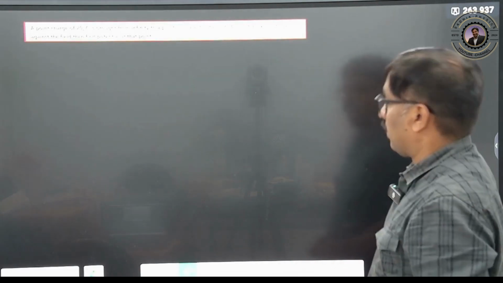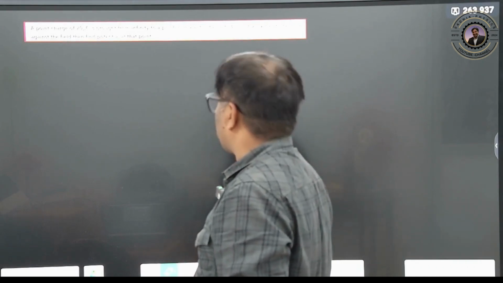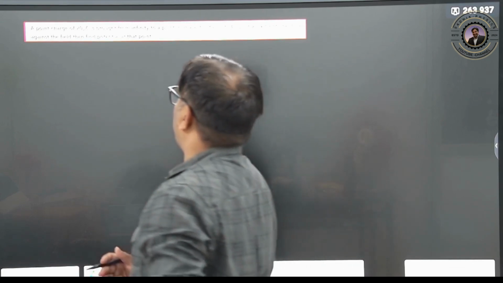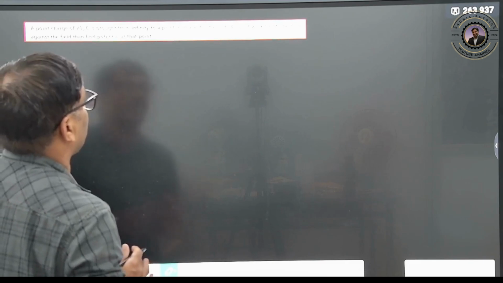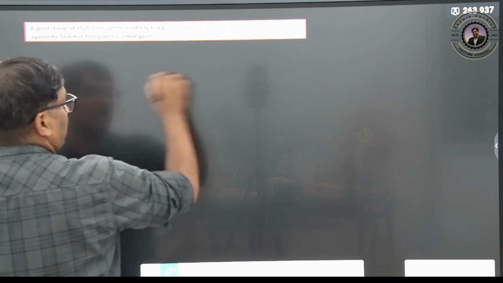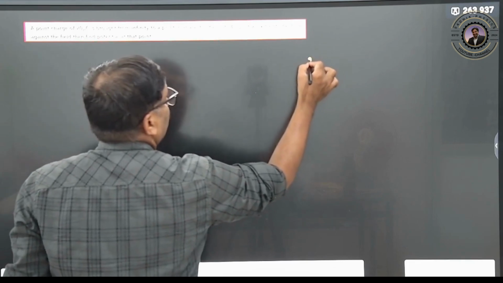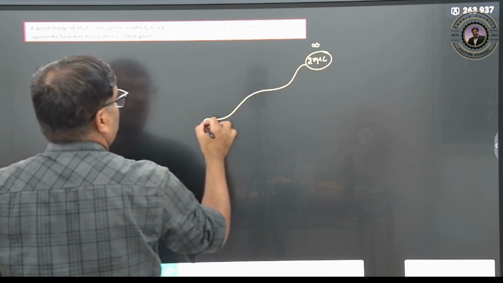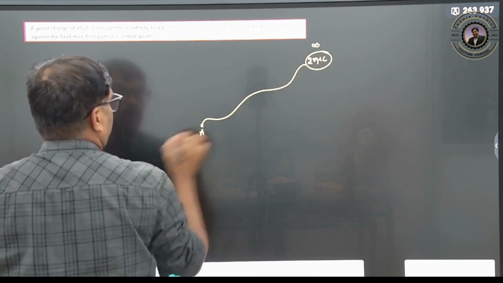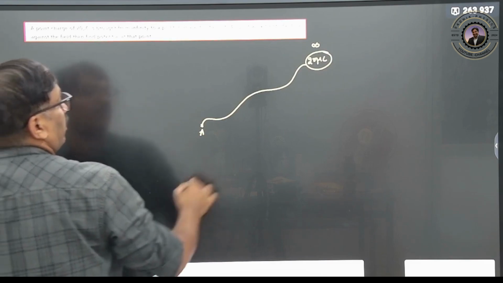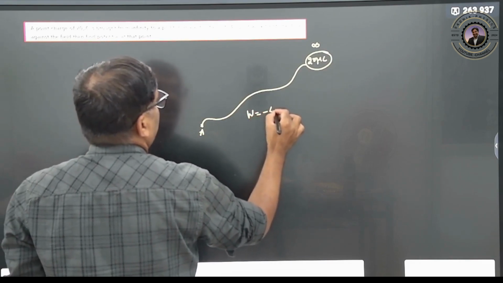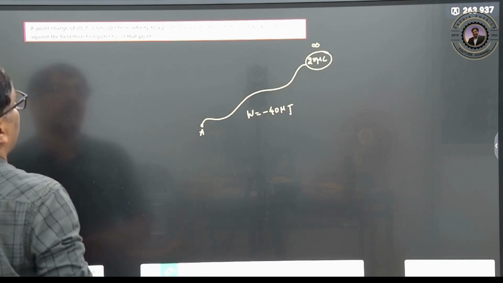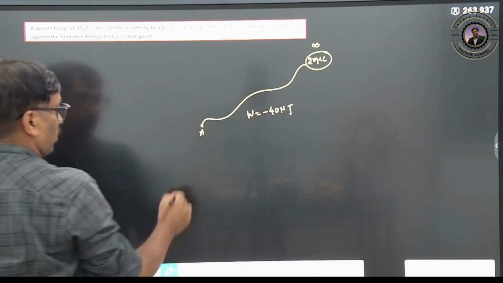Let us see. Here there is a point charge of 20 microcoulomb brought from infinity to a certain point A in the electric field. How much work is done? Minus 40 microjoules of work is done against the field. Find the potential at that point. What is the potential here?